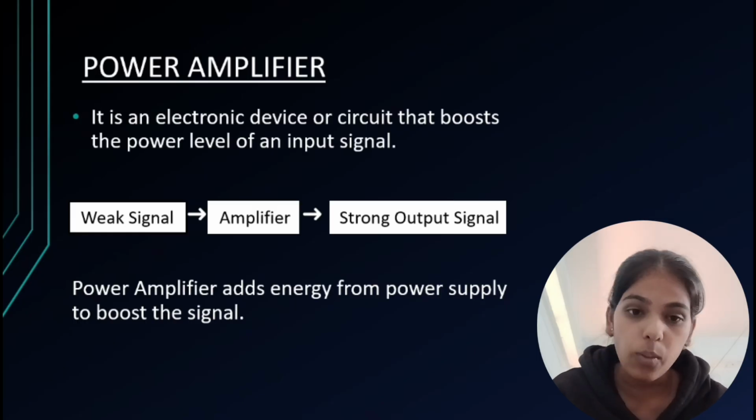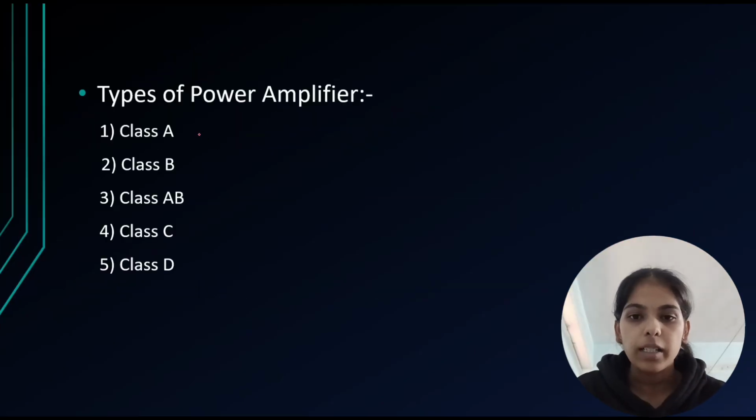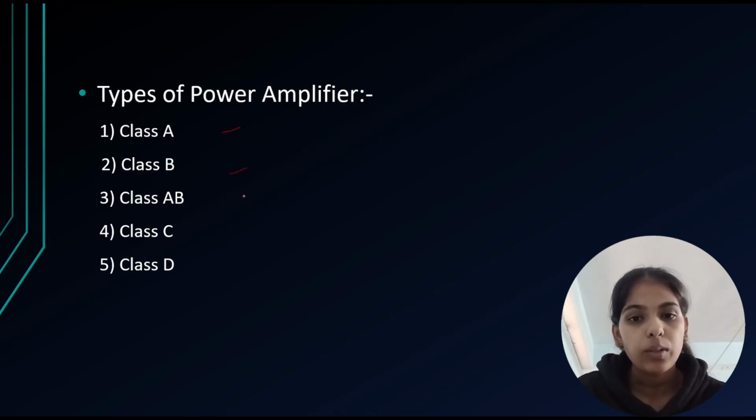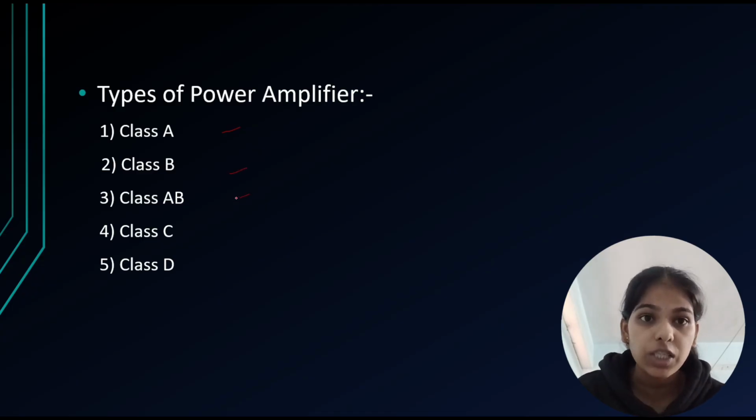or even kilowatts. Power amplifier has 5 types: Class A amplifier, Class B amplifier, Class AB amplifier, Class C amplifier, Class D amplifier. So every type of amplifier has its different advantages, characteristics and applications. Every type has different applications.